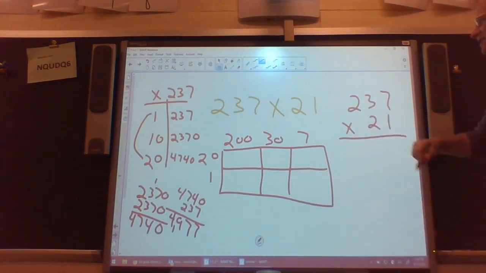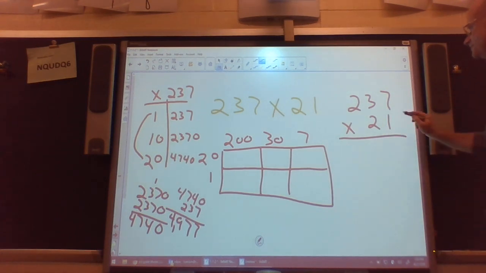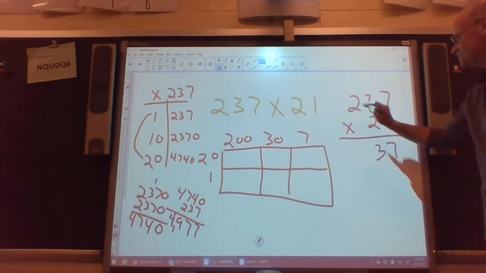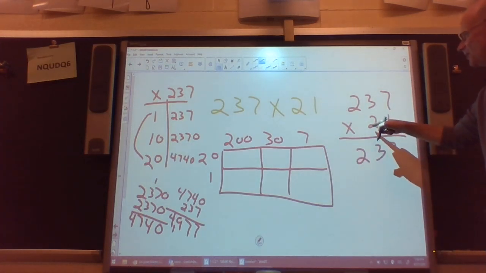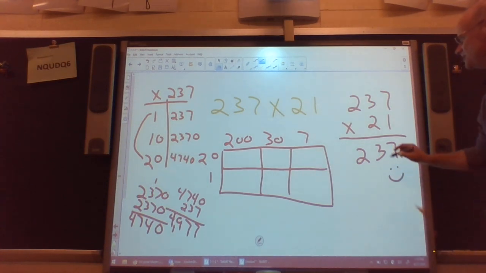Let's see. I'll do the standard algorithm. I'm going to forget about the 2, just multiply by the 1. 1 times 7 is 7. 1 times 3 is 3. 1 times 2 is 2. Now I'm going to multiply by the 20. So I can't have anything in here. I have to put Waldo down as my placeholder.